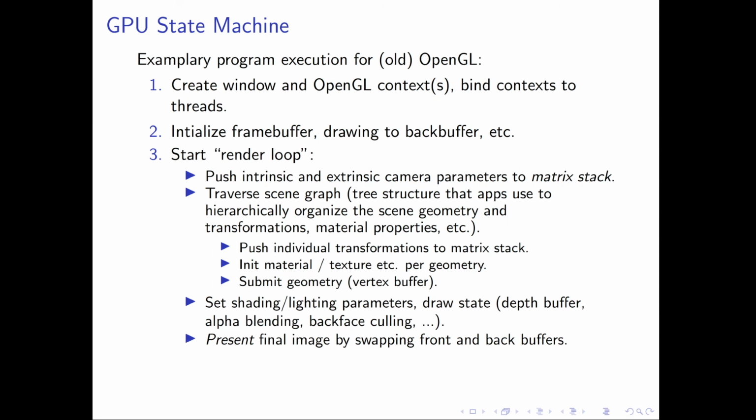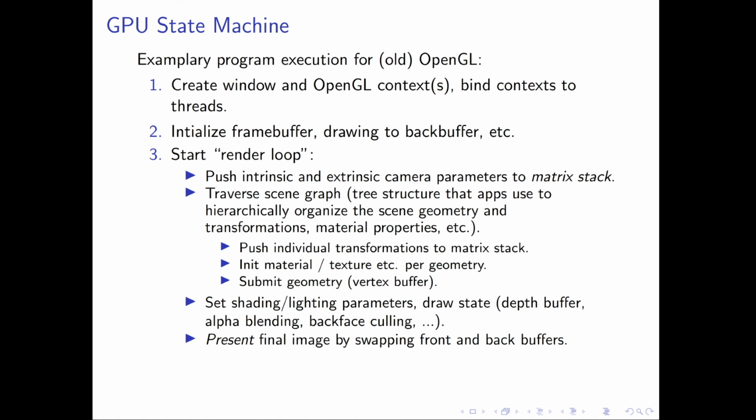And so if we were to execute an OpenGL application, this would look something like as follows. We would create a window, and then we would use OpenGL in our application. When we issue the first OpenGL calls and have OpenGL interoperate with the windowing system, then OpenGL would create a context under the hood and bind this context to the current thread. Then our application would initialize a frame buffer, a back buffer, etc. And this would modify the context so that the context knows where to render into.